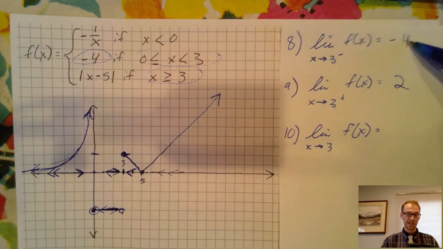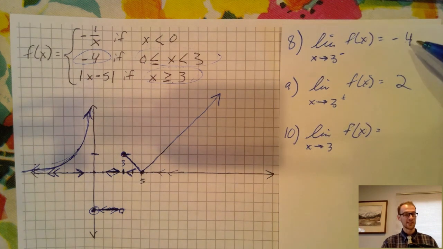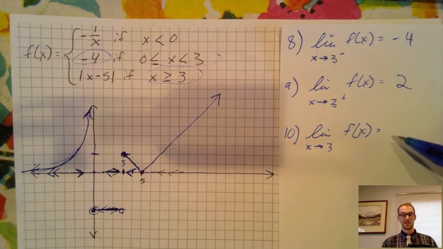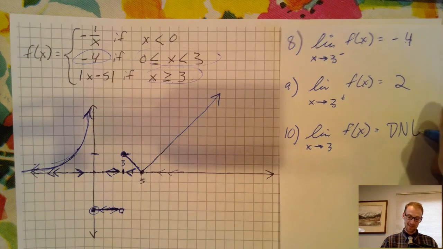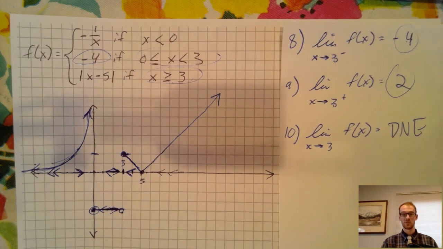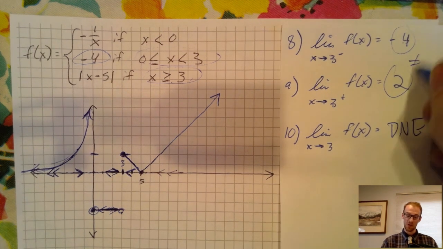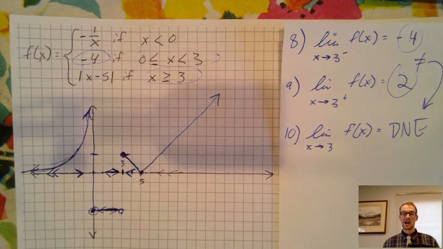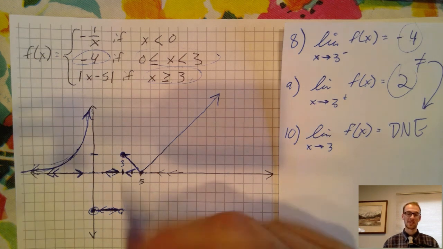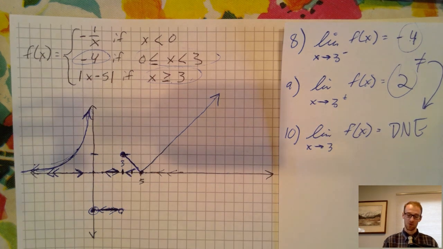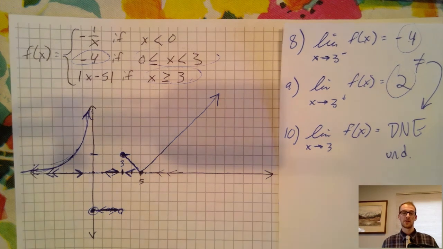Now, because my left and right hand limits are different, my positive and negative limits are different, what is my actual real limit? Does not exist. Okay, since these are different from each other, since those are not equal, that means we do not have a defined limit for that x value of 3. Okay, it's discontinuous at that point. Okay, of course you could also write undefined there.